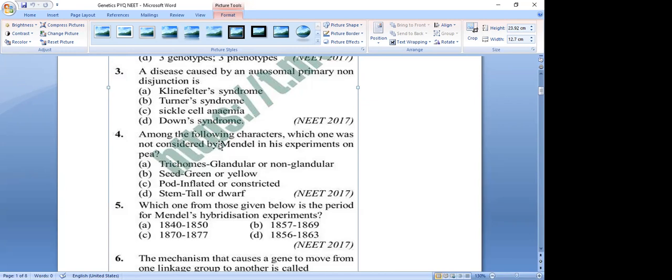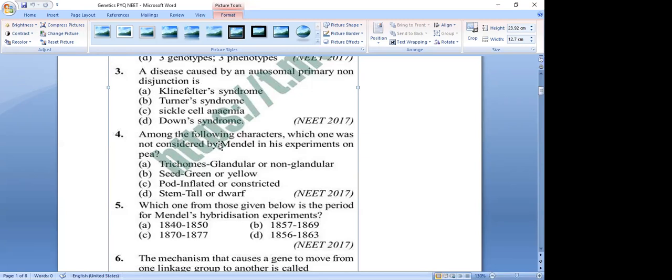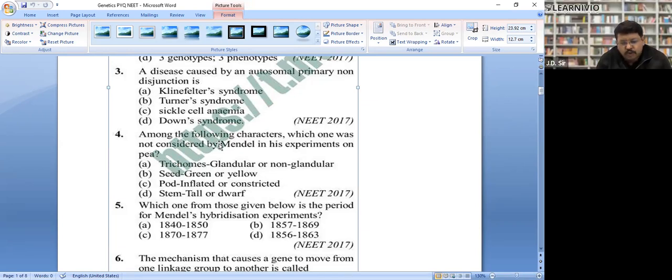How many total number of chromosomes? 46? I guess 21. I'm not sure. Trisomy 21. So increase or decrease? Will the number of chromosomes increase or decrease?